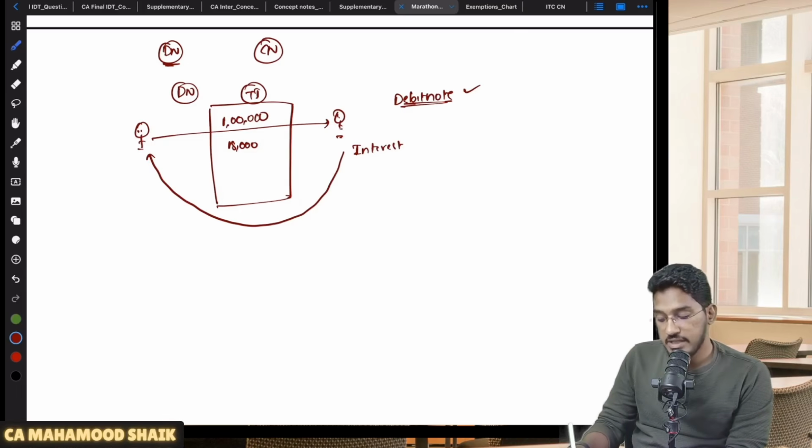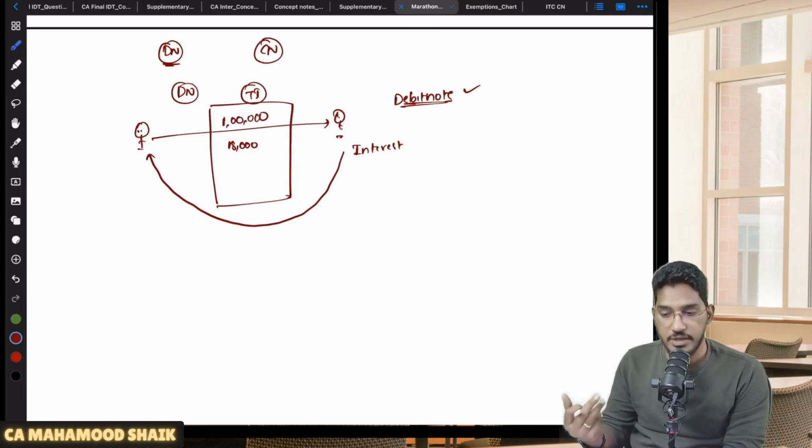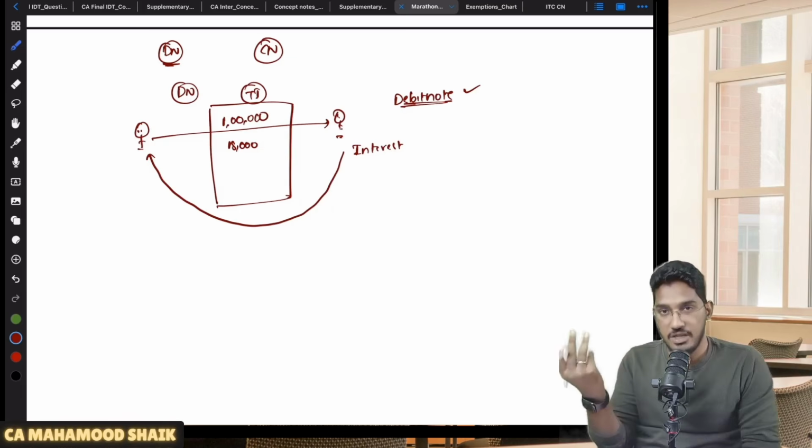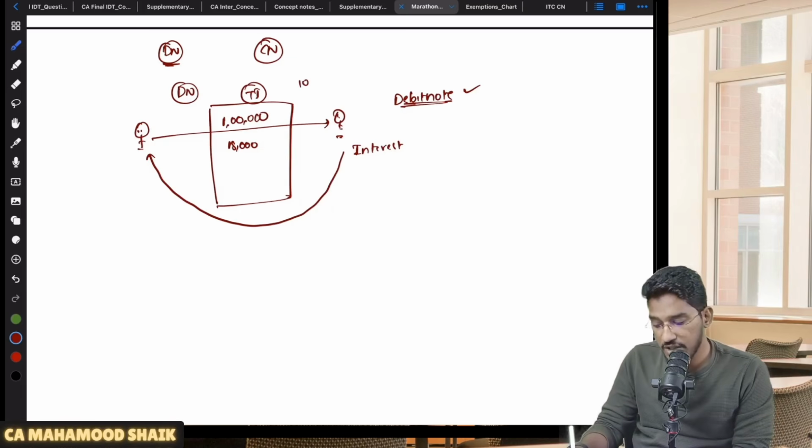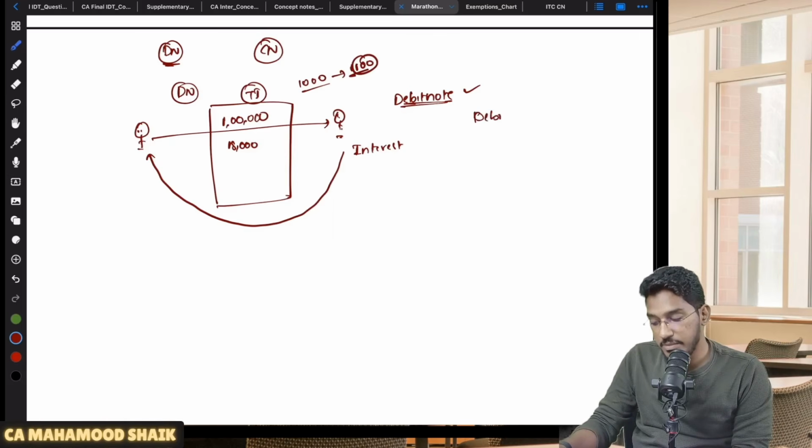On the other hand, let us say, for example, by mistake you sent extra quantity. You did not realize it. You thought only 1000 quantity had been sent, and you gave 1 lakh worth of invoice. But later you realized that you had sent 1100 quantity. Now you want to collect that extra amount for that extra 100 quantity. Now also what will you give? You will give something called a debit note.